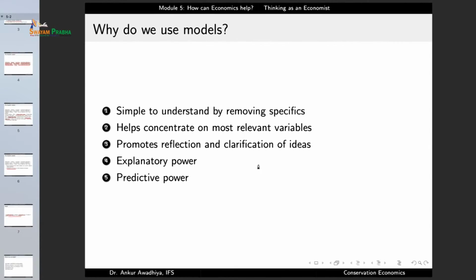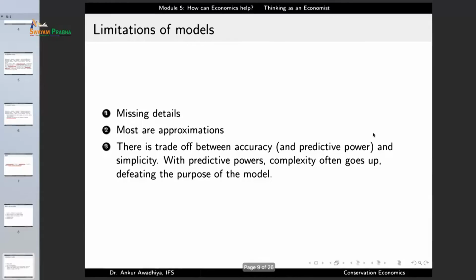It promotes reflection and clarification of ideas. It gives us a certain amount of explanatory power. So through a model, we can explain things and we can even predict things. What is going to happen in the future? If we have a simplified model, it is easy to understand things, it is easy to explain things to others, and it is also easy to predict what is going to happen in the near future.